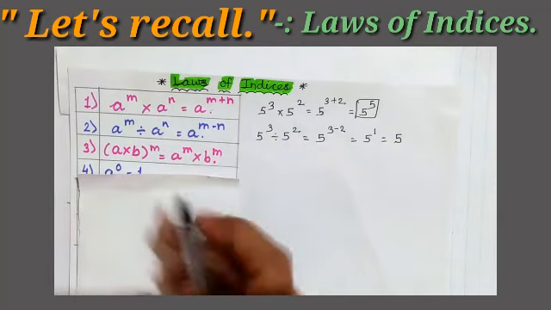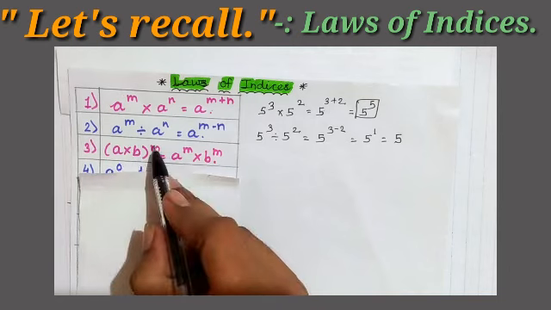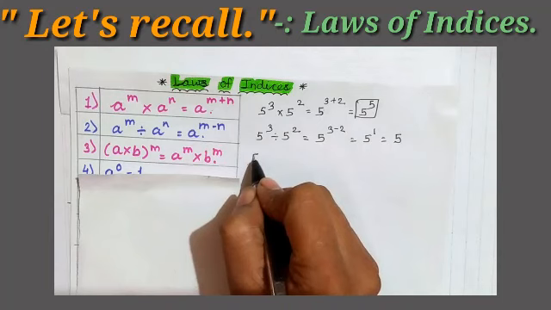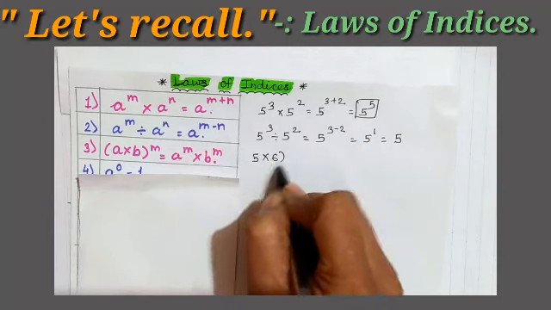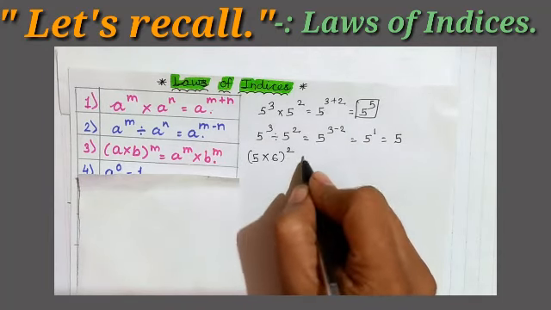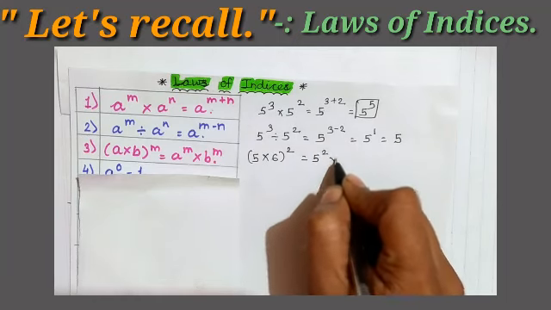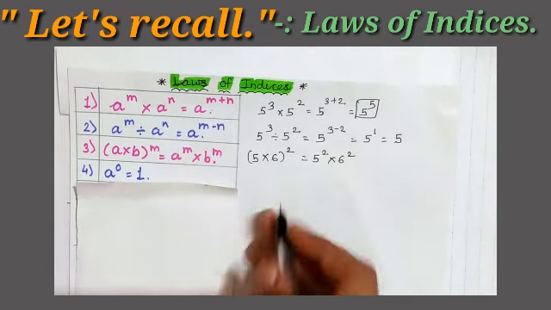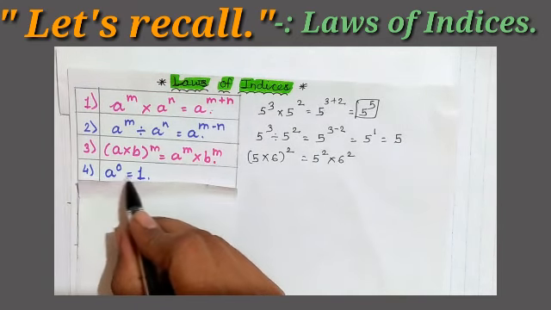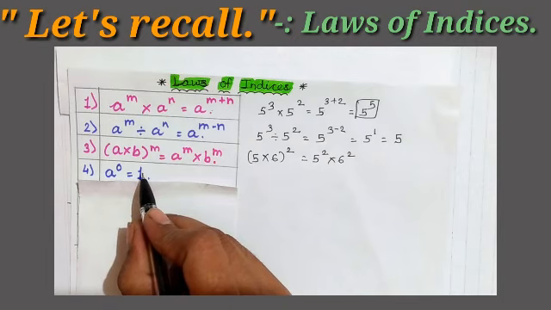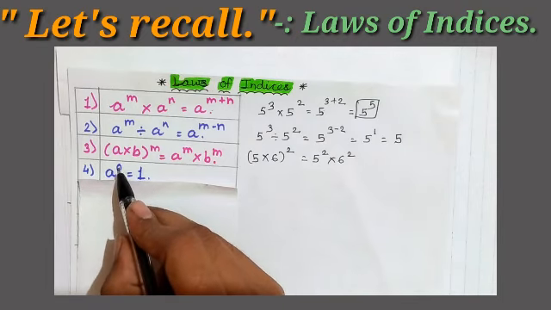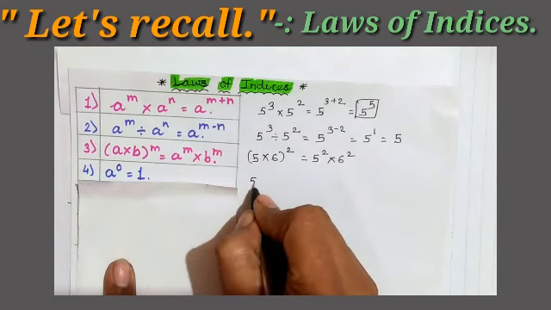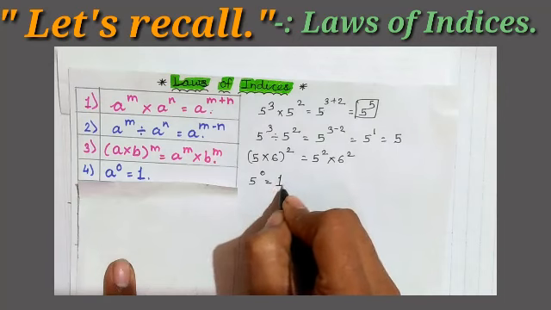Our third law was (a multiplied by b) bracket raised to m, which is a raised to m multiplied by b raised to m. If (5 multiplied by 6) bracket raised to 2, then 5 raised to 2 multiplied by 6 raised to 2. The fourth law was a raised to 0, then the answer will be 1. If the number has 0 at the index place, then the answer will be 1. Suppose 5 raised to 0, then the answer will be 1.